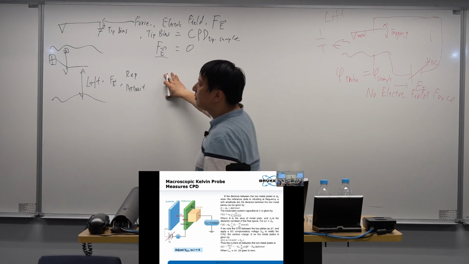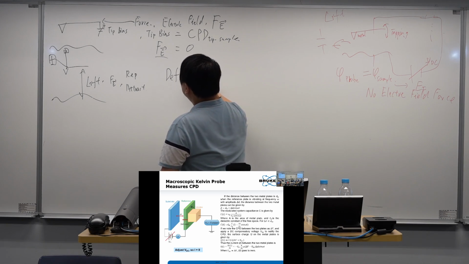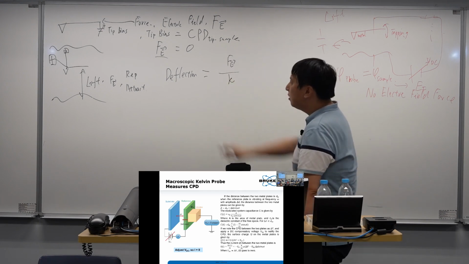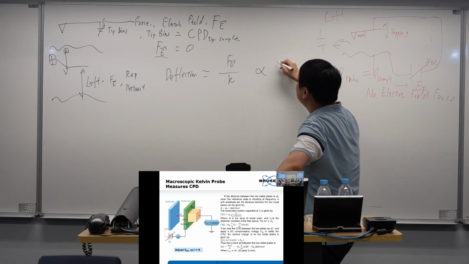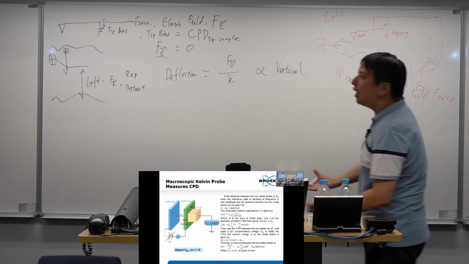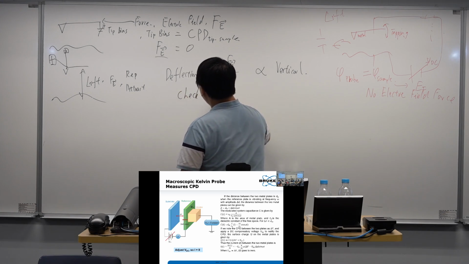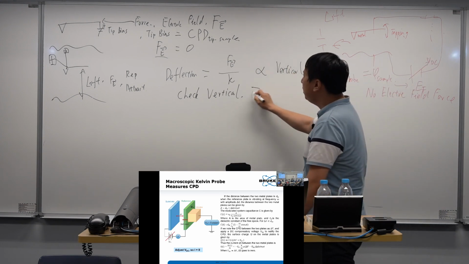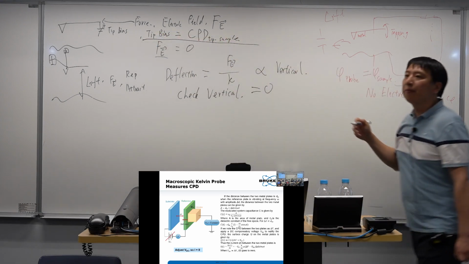We apply a force on the tip, so the deflection will equal Fe divided by K. And the deflection is proportional to the vertical change. So what I have to do is to check the vertical value. If this vertical value equals zero, then my tip bias equals the CPD, right?